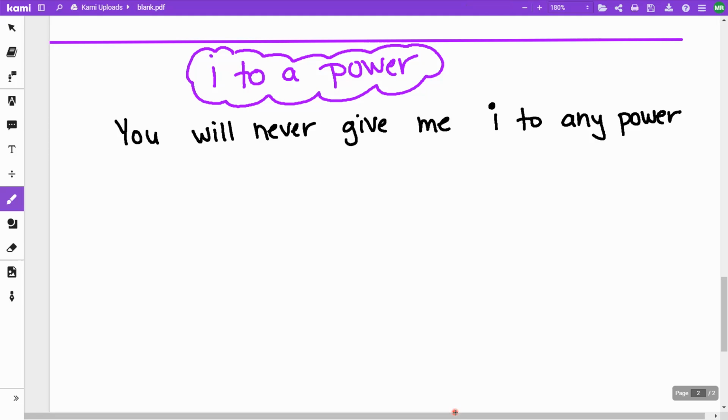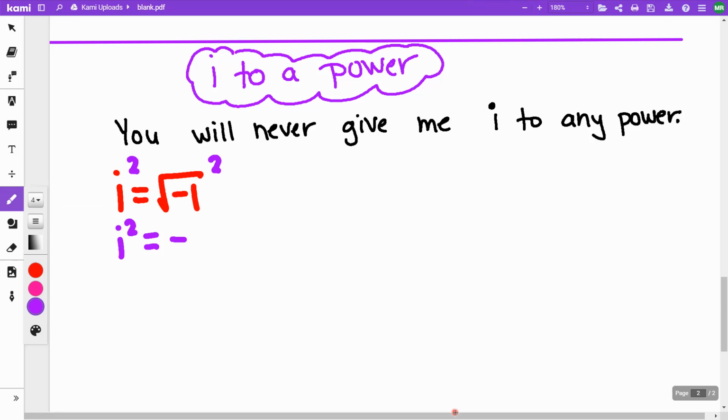We have the following that will occur. What we hopefully all know is i is equal to the square root of -1. That's what i represents. Now, if I square both sides, I'm going to end up getting i squared is equal to -1.